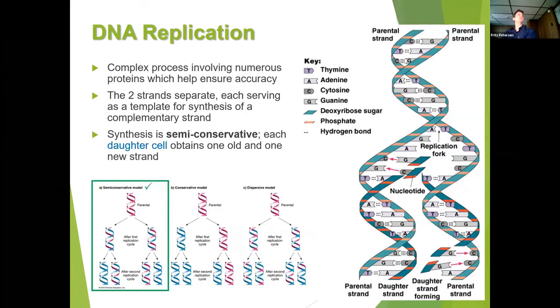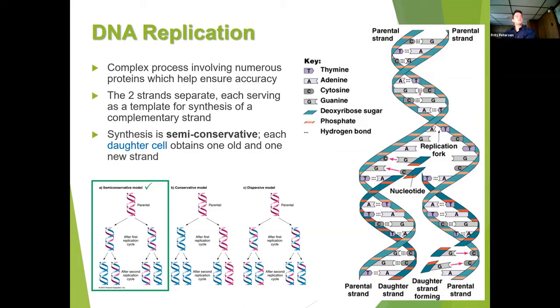So moving on to DNA replication. DNA replication is a complex process involving numerous proteins to help ensure accuracy. The first step for replication to occur is that the two parental strands, which you can see over here on the image, need to separate, because both of these end up serving as a template for a new strand. Here you can see the parental strands are the orange lines, and the daughter strands are the red and darker blue being added.